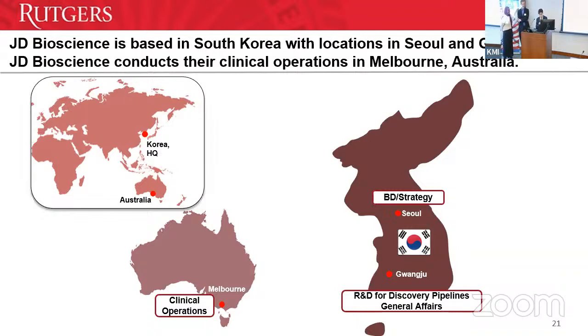And as an overview of the company, it was a spin out from Gwangju Institute of Science and Technology, and it's currently based in 3 locations. The first one is the BD strategy office, which is based in Seoul, South Korea. The R&D site and general affairs is based in Gwangju. And in Melbourne, Australia is where they're operating their clinical affairs. An important note to mention is they conducted their phase one trial over there in Melbourne.